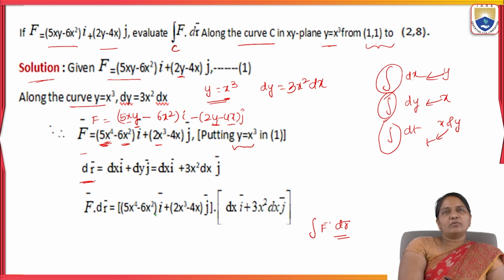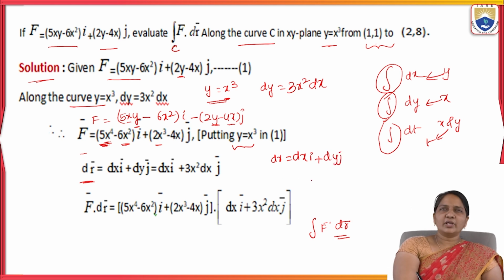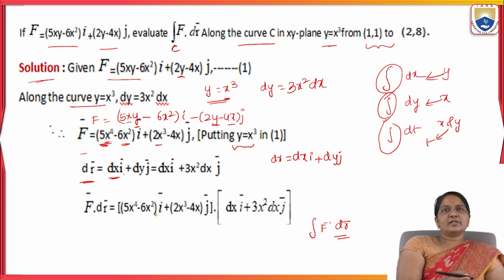So dr bar equal to, if they are given any r, then we can write this dr bar. If they didn't give any r, we have to remember dr equal to dx i plus dy j. Two components are there. You can use two components, otherwise you can use the third component also based on the given problem. So here dr bar equal to dx into i plus dy into j.